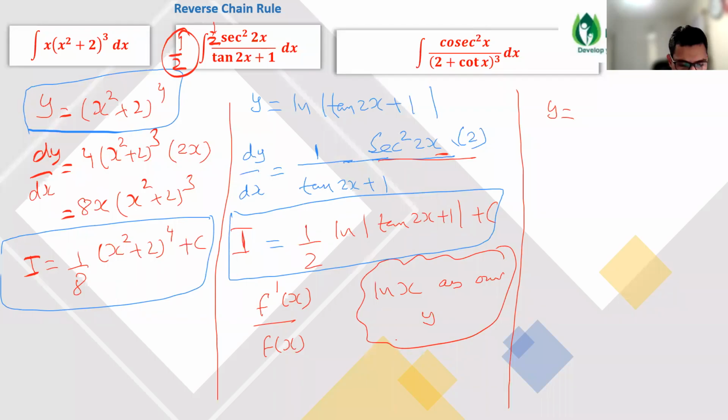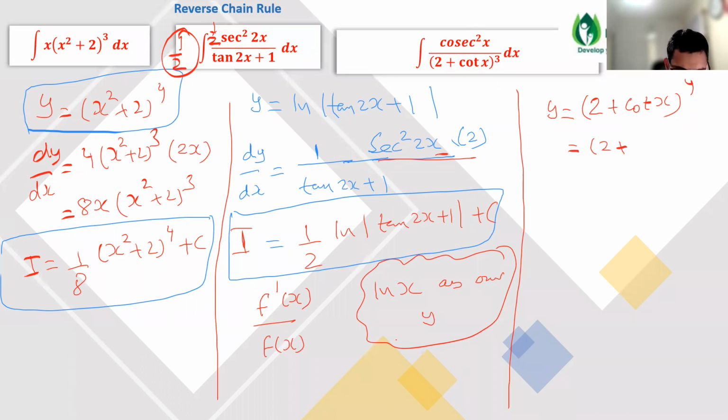So now guys, have a look there. What will happen if I got y equals (2 plus cot x) to power 4? When I differentiate, I get (2 plus cot x) to power 3, and the same thing we differentiate inside function. But this is not right because we don't need 3, rather we need minus 3.